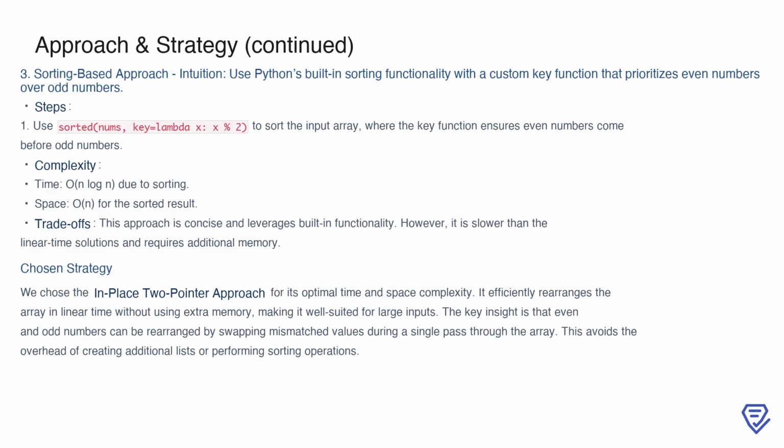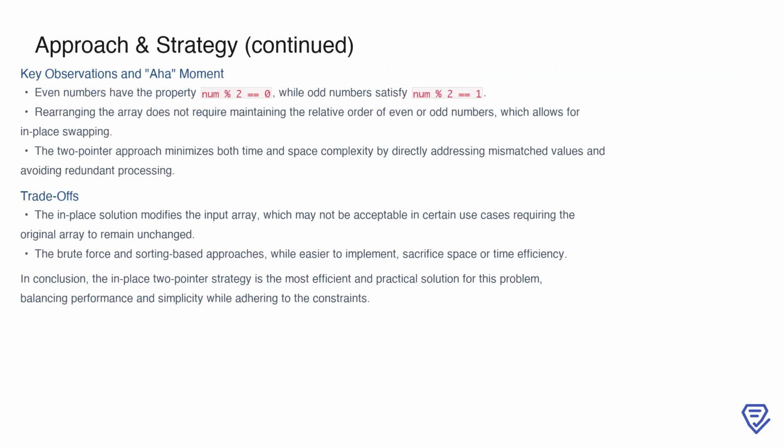for this problem. Ultimately, the in-place two-pointer approach stands out as the best strategy due to its optimal time and space efficiency. By swapping mismatched values during a single pass, it avoids the overhead of creating additional lists or performing a sort. The key insight that simplifies this problem is recognizing that even numbers are those for which number % 2 equals 0, while odd numbers satisfy number % 2 equals 1.